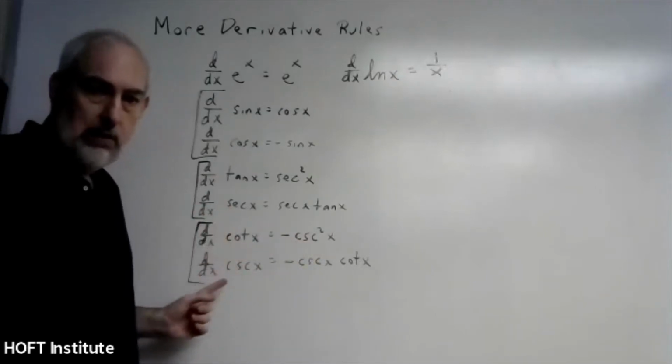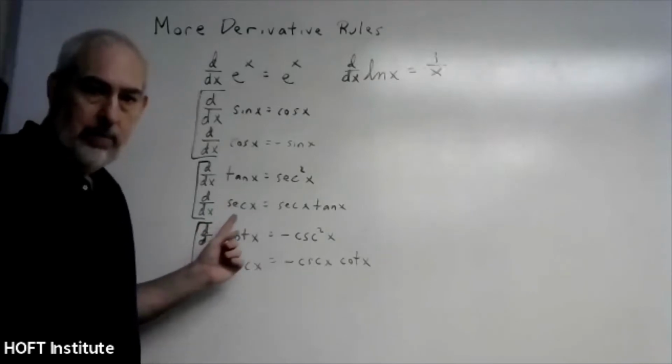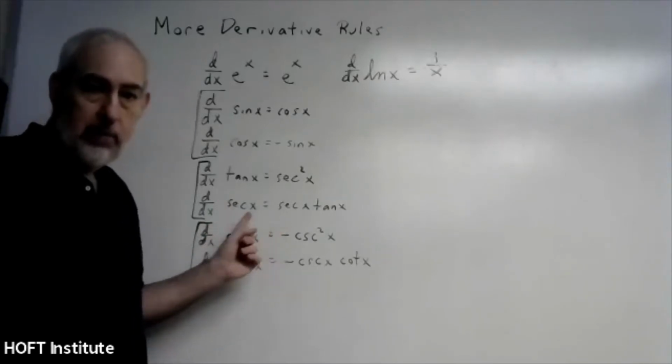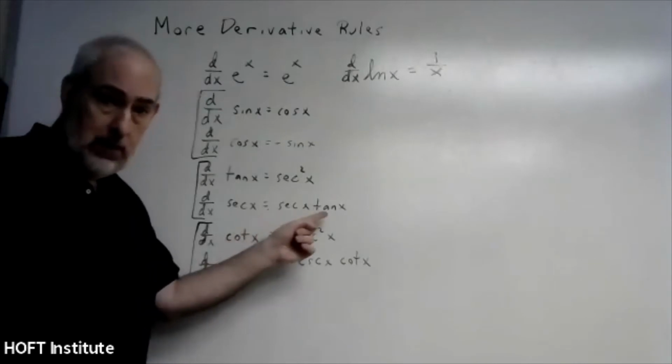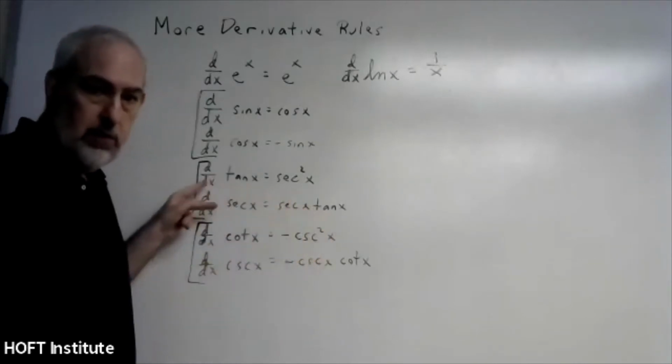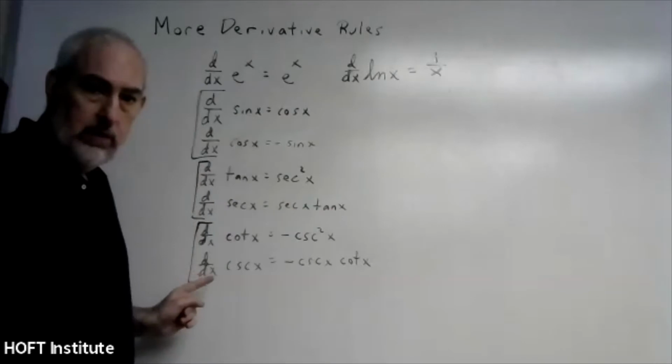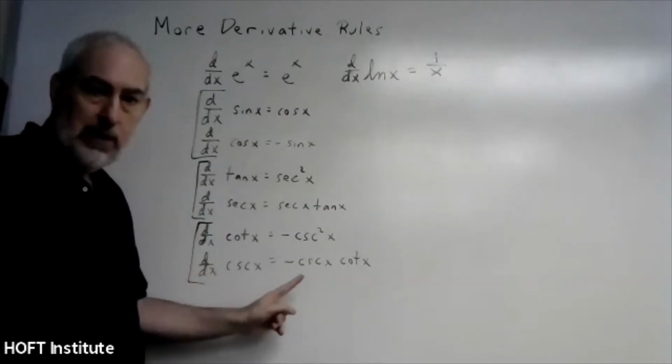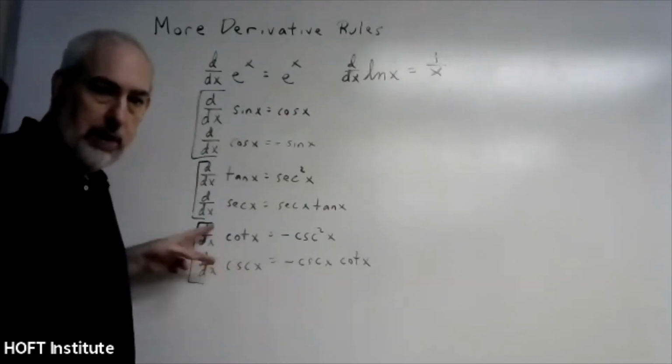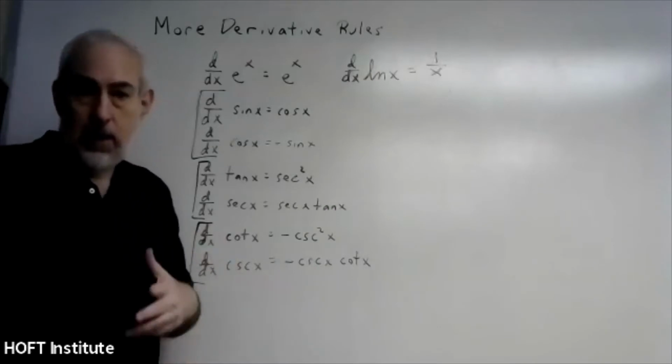Whereas secant and cosecant have similarities. The derivative of secant is secant x tangent x. That's the product of the two things in its block. Whereas the derivative of cosecant is negative cosecant cotangent. It's the negative product of the two things in its block.